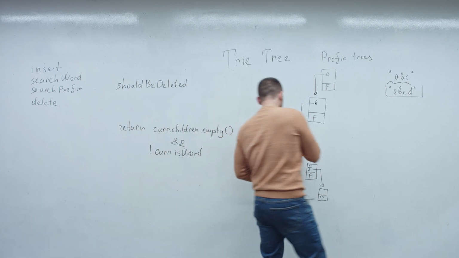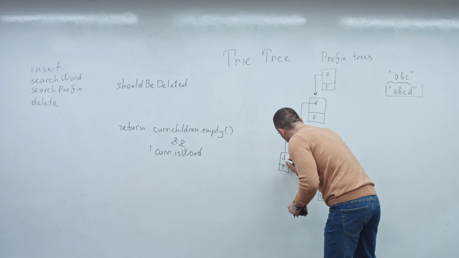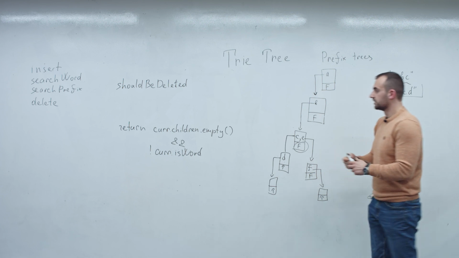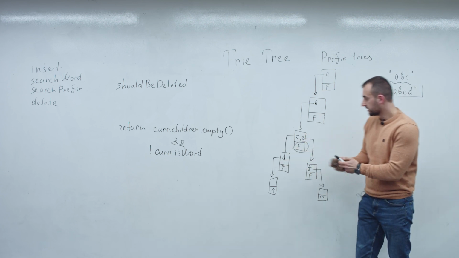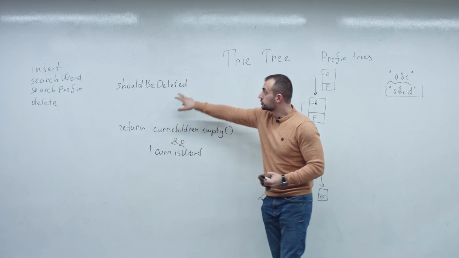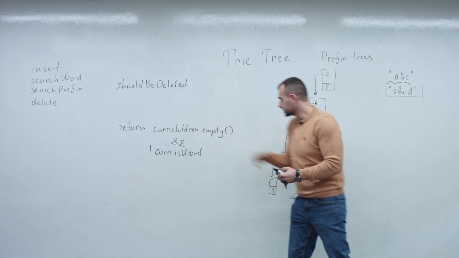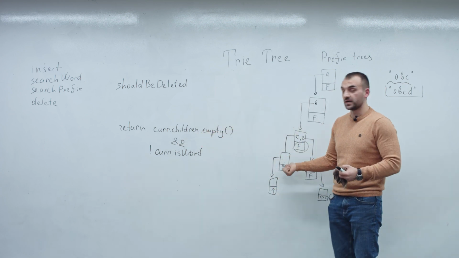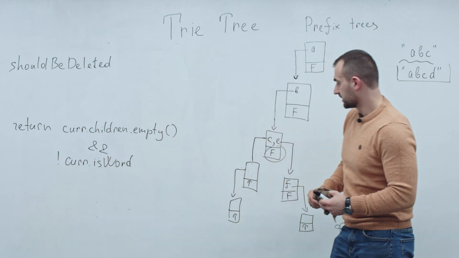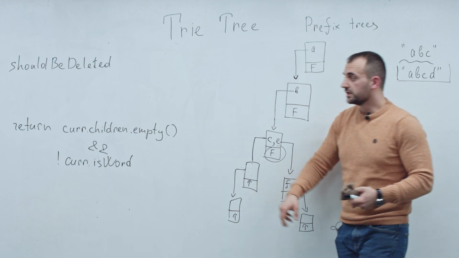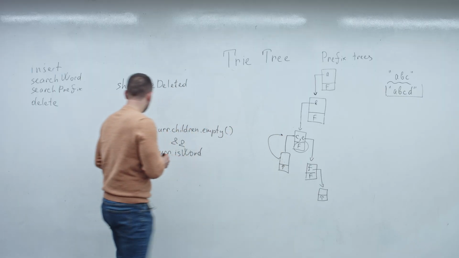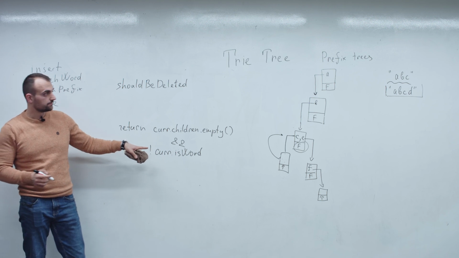So going back to this stack, for example, we had this D here in the previous step. When you come back from D to C, you erase this D and you come back to C. You're asking, should it be deleted if your current children are empty? Yes, they are empty. And is your current not a word? Here you can see that it is a word. So for this node, when you come back in the recursion stack, you'll just send false.